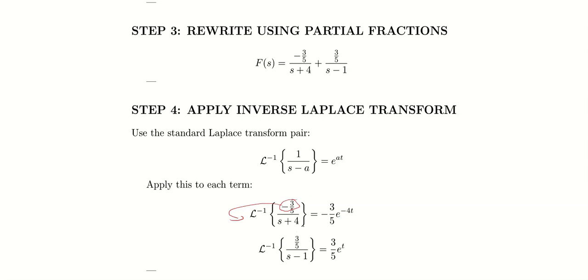Similarly with the next one, the 3/5 also comes on the front. And then here a is 1. So that's why we get 3/5 e to the t for the inverse Laplace transform.